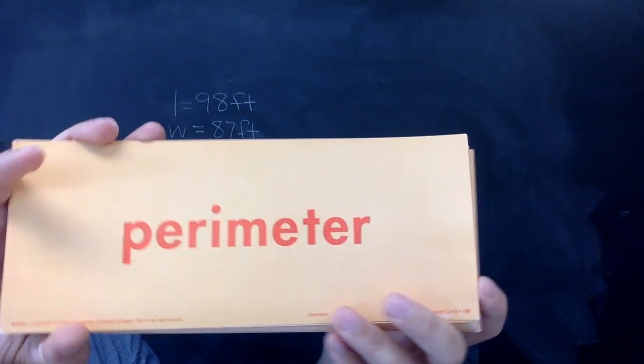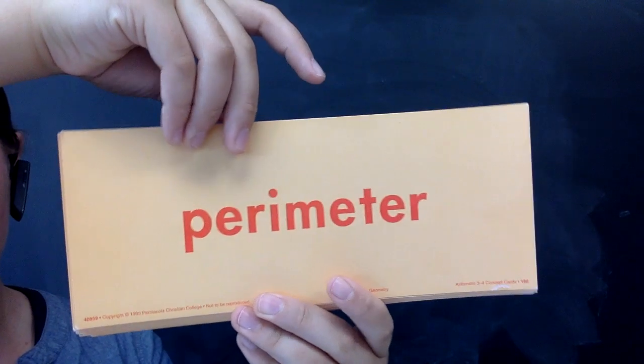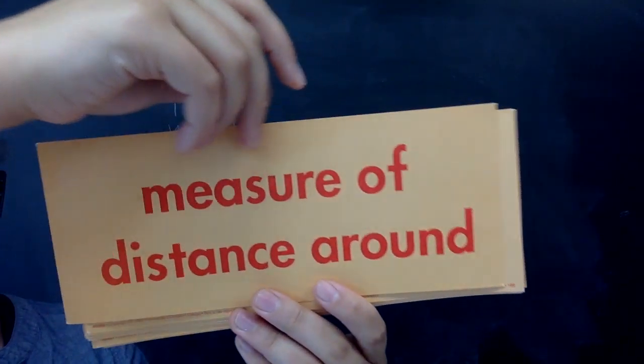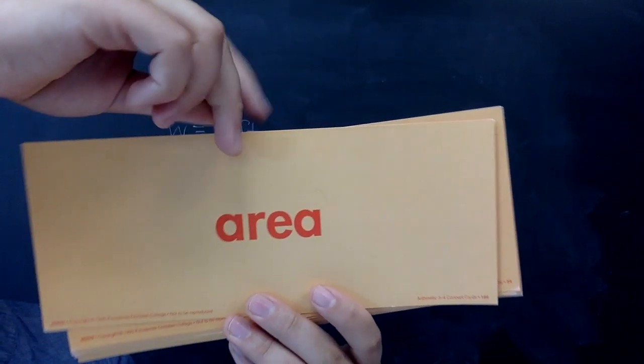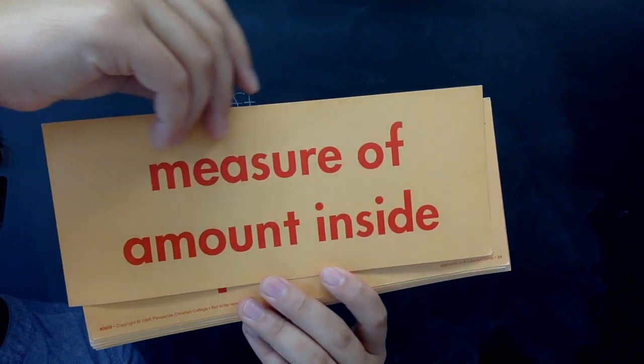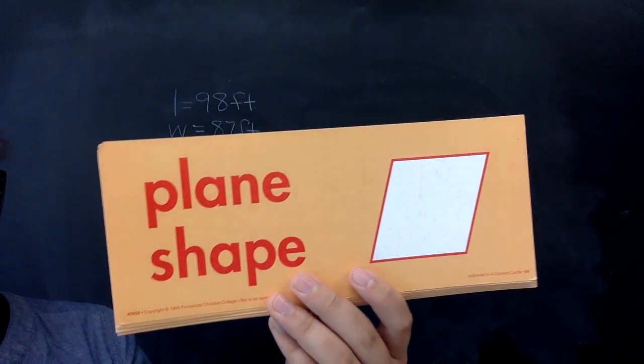What is perimeter? What are we finding when we find the perimeter of something? The measure of the distance around something. What about area? The measure of the amount inside something.